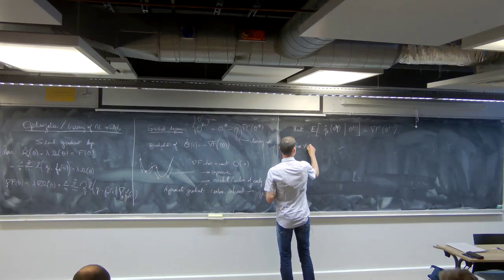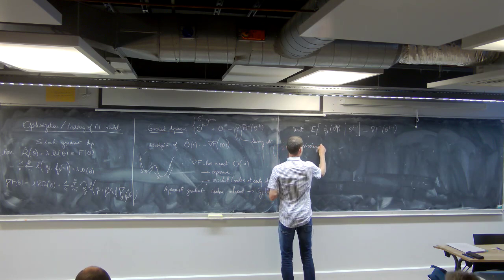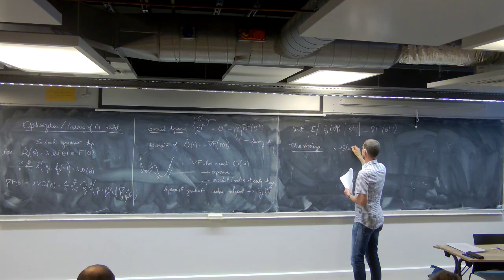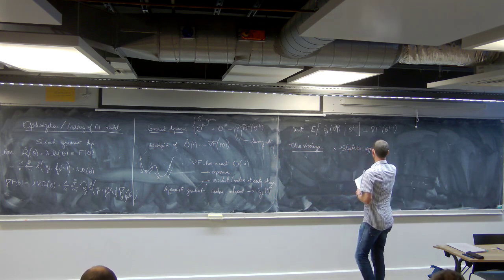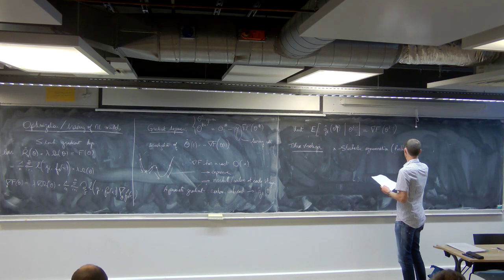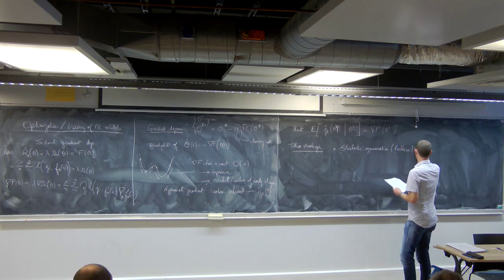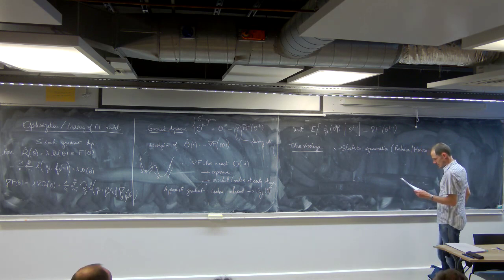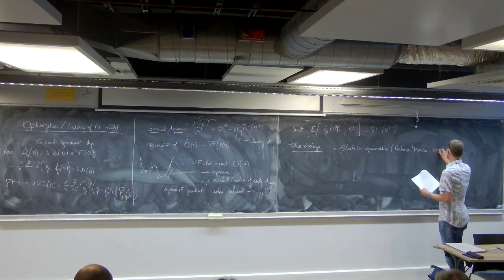In the end, it's essentially two, but let's pretend there are three. So three strategies. The first one corresponds to something that's called stochastic approximation, which dates back to Robbins and Monro, in the 50s.